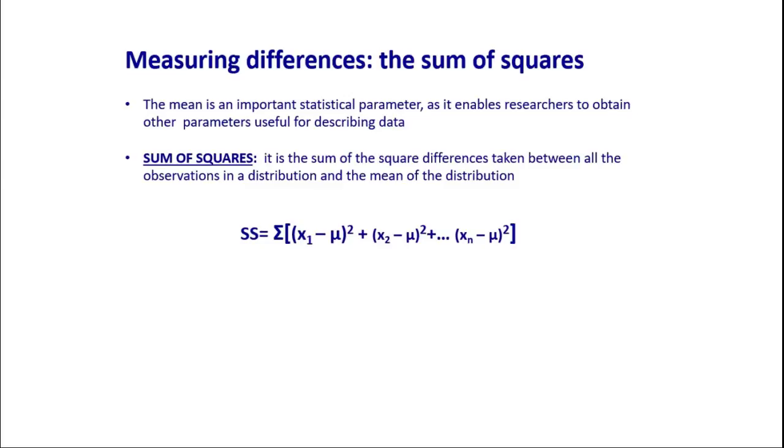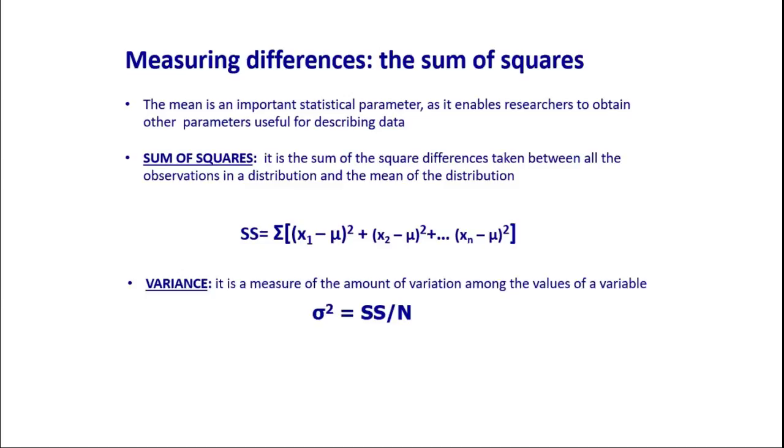Now the sum of the squares is the sum of the square differences, referred to by the abbreviation SS. It's quite a common abbreviation. It's the sum of the square differences taken between all the observations of the distribution and the mean of the distribution. So I take the first value, take away the mean, and square it so it becomes a positive answer. Then I add on the next square difference and so on right through the data set, and that gives me SS, the sum of squares. Fortunately, you don't have to remember this a great deal because SPSS does this work for you.